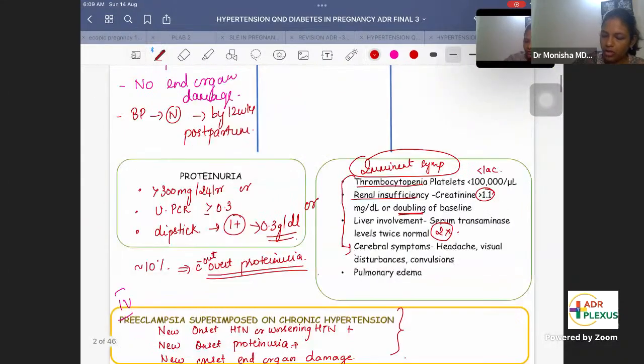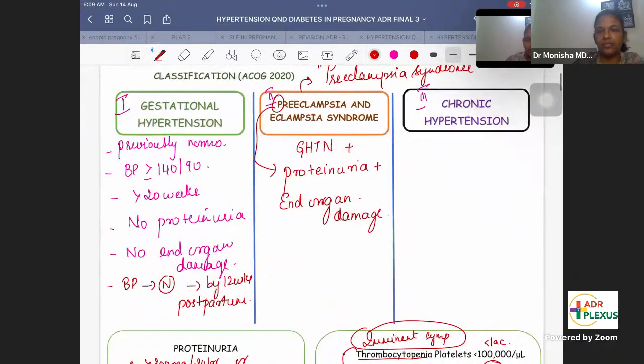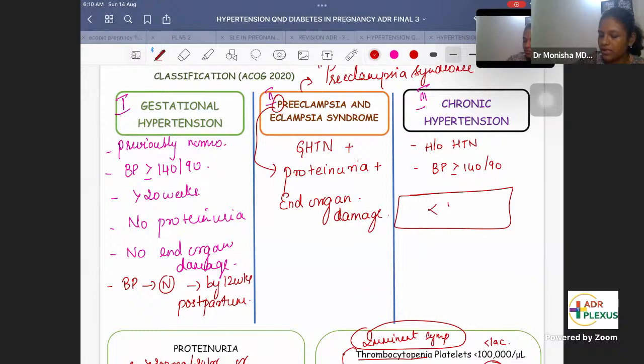So before that, what is chronic hypertension? When I say chronic hypertension, it is chronically present. So they will already have a history of hypertension, and the BP here can be more than 140/90. Remember, very important criteria, it is less than 20 weeks.